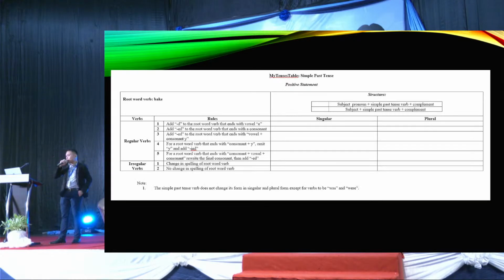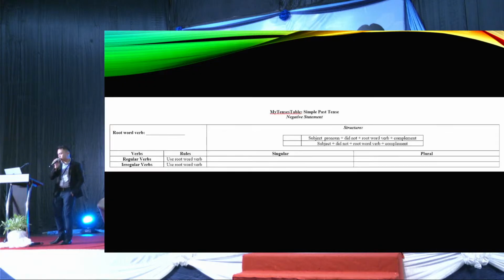Previous slide. I also provide my kids with the structure so they might want to use a subject pronoun or they might want to use a subject. They have singular and plural, which refer to the subject itself. And next slide, please. So this is the MyTT for negative statement. Very easy, they just have to add did not.